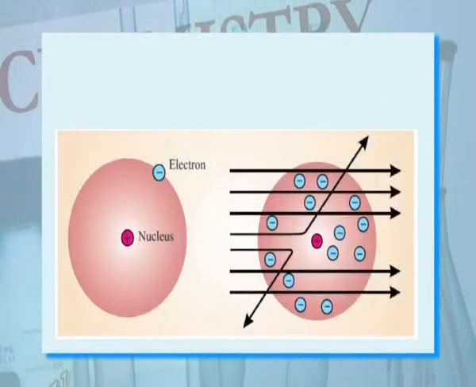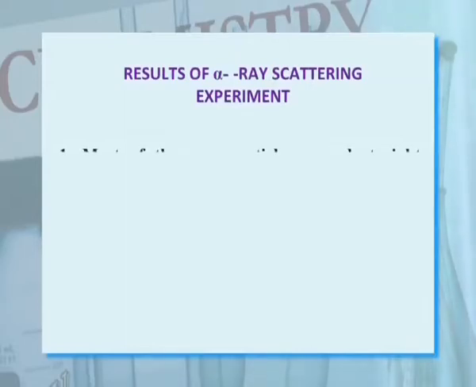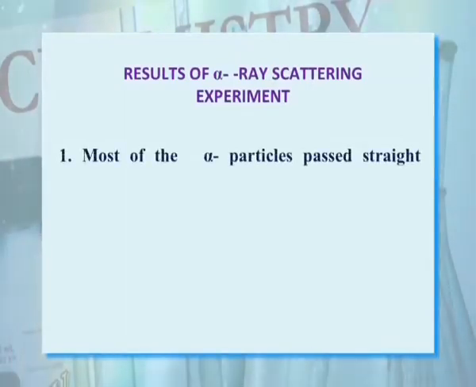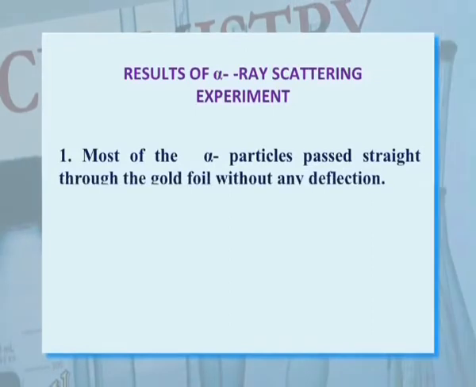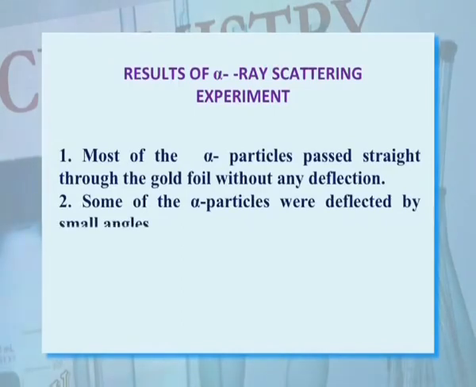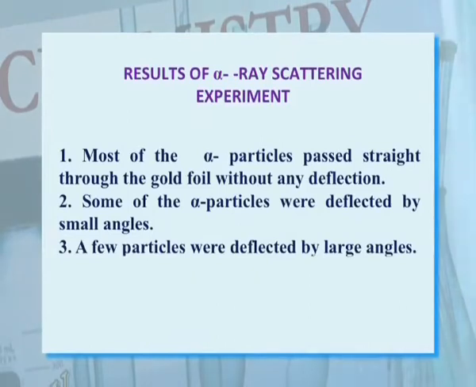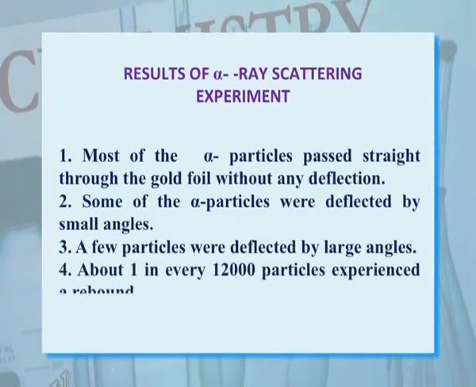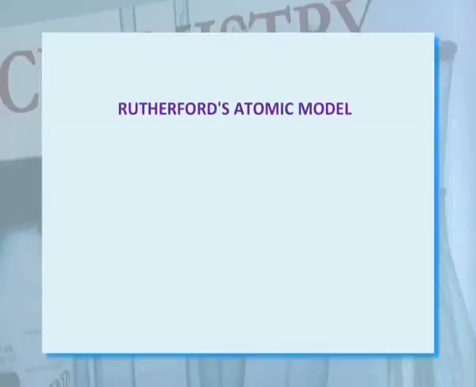The results of the alpha ray scattering experiment. First, on the basis of this experiment, Rutherford concluded that most of the alpha particles pass straight through the gold foil without any deflection. Some of the alpha particles were deflected by small angles, a few particles were deflected by large angles. About 1 in every 12,000 particles experienced a rebound. On the basis of this observation, Rutherford's model is like this.